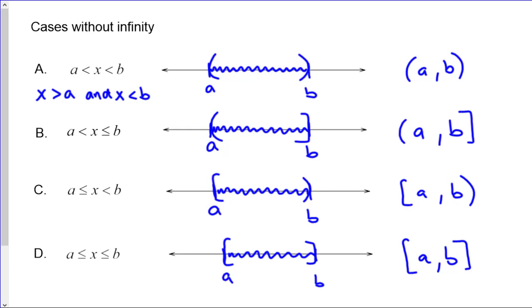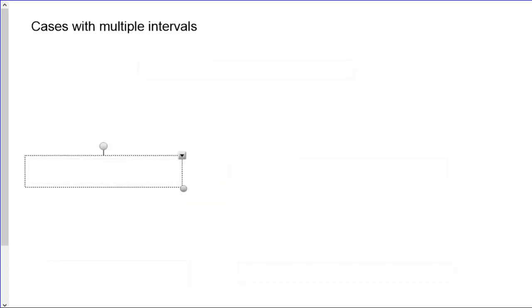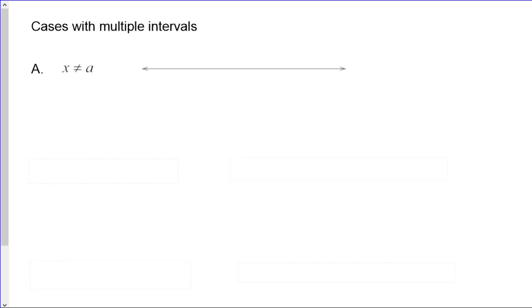All right, now you may run into situations where you have multiple intervals. So what you would do there, like in this case, where x does not equal a, it's a little bit different. So let's say we have the value a. So I want all the values that are not equal to a. So the values greater than a would not be equal to them.